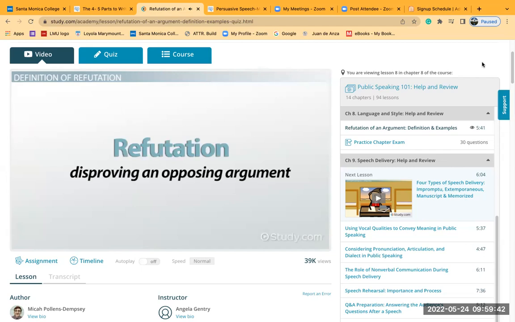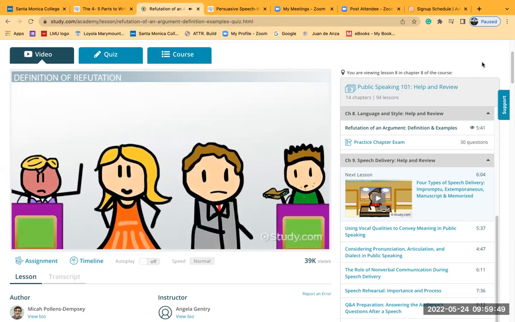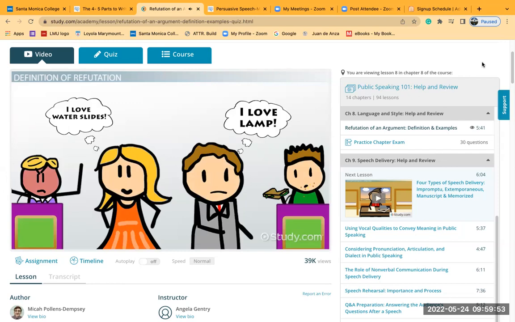Refutation is simply disproving an opposing argument. It is an important rhetorical skill because it is frequently the hinge point as to whether or not a writer or speaker successfully persuades the audience.